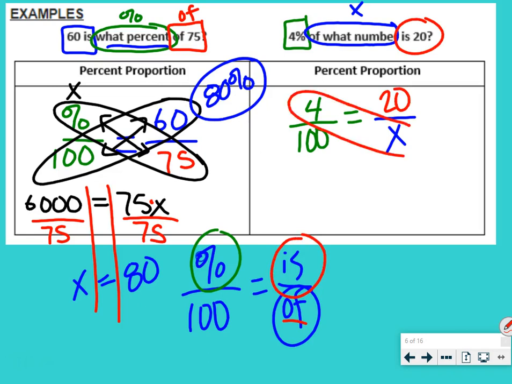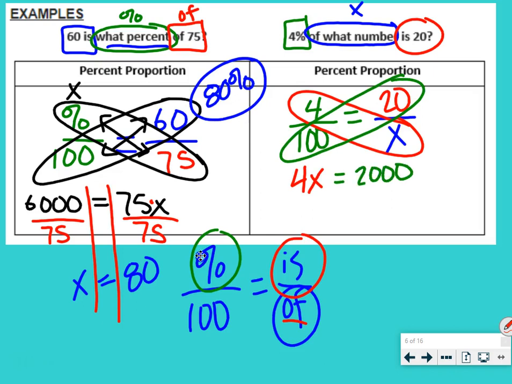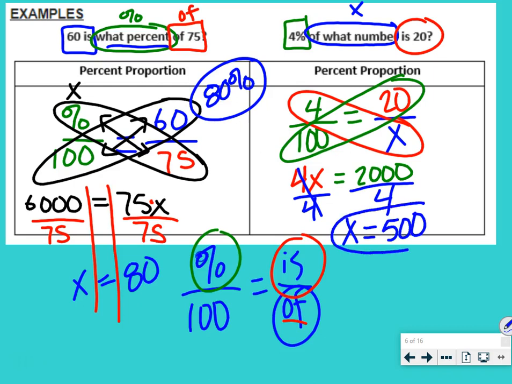Cross multiply to get our answer. 4 times x is 4x. 20 times 100 is 2,000. Divide both sides by 4 to get x by itself. That means x equals 500. So 4% of 500 is 20.